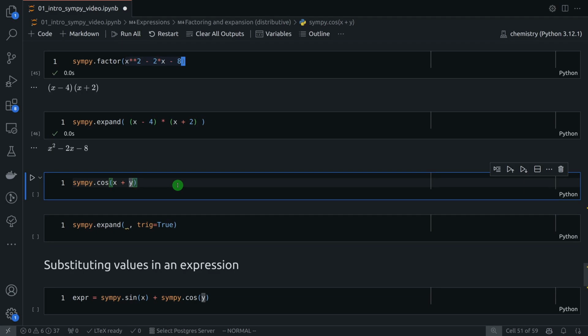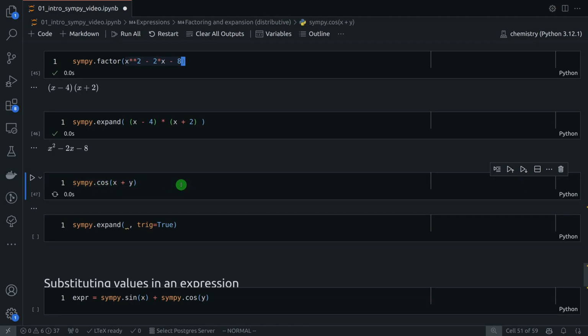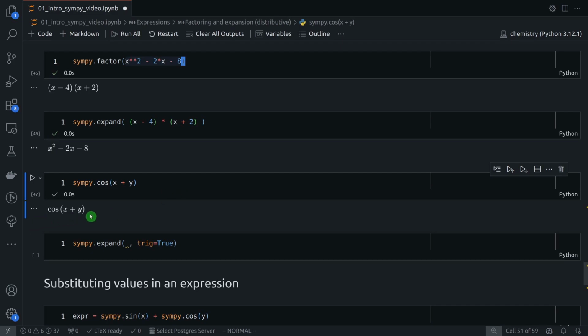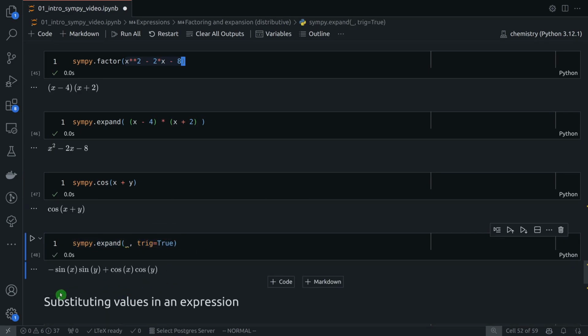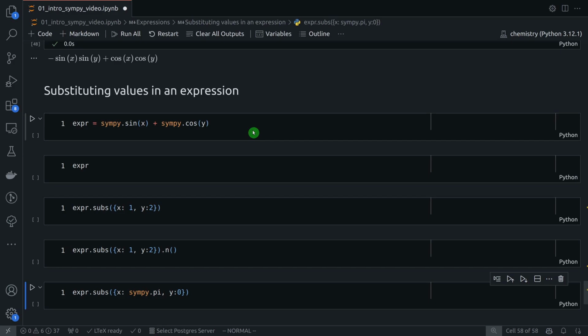If you are dealing with trigonometric expressions like this one, where we have the cosine of x plus y, you can expand it with trig equals True as a parameter, and we'll have the trigonometric expansion for your expression. Finally, you can also substitute values in an expression.